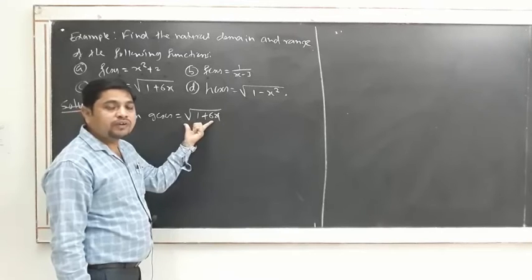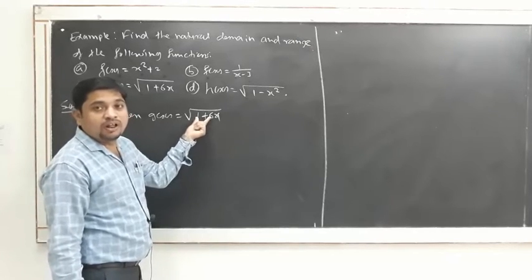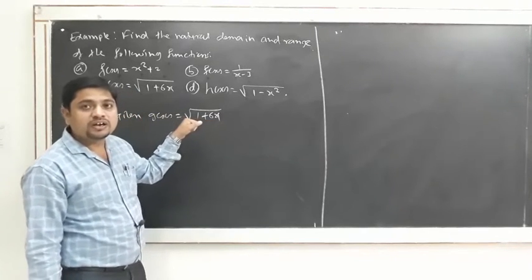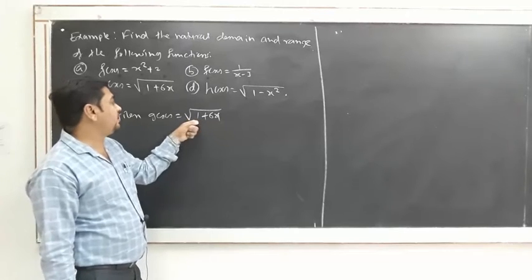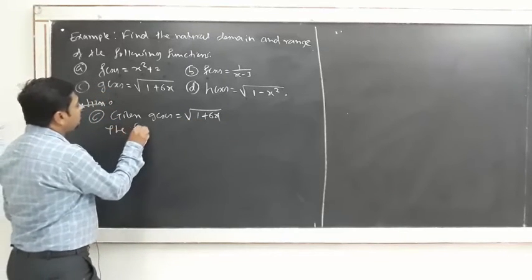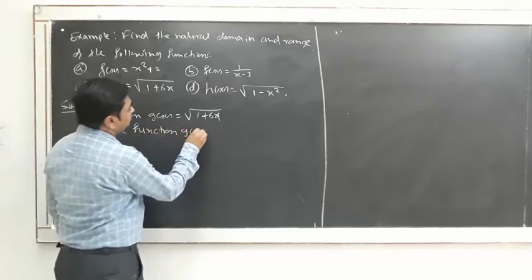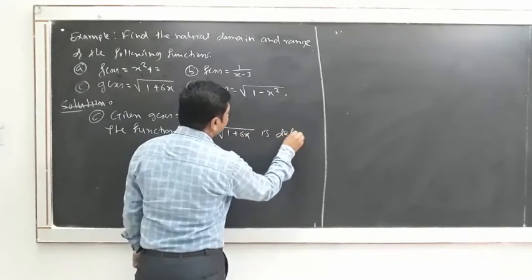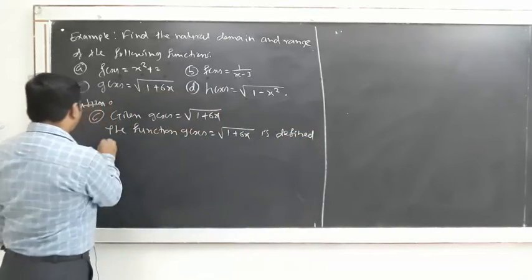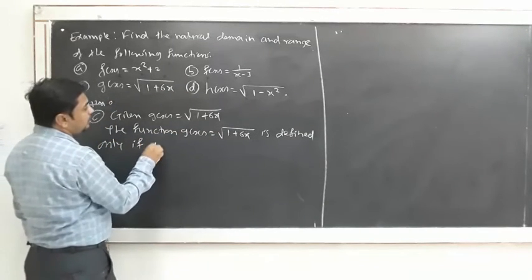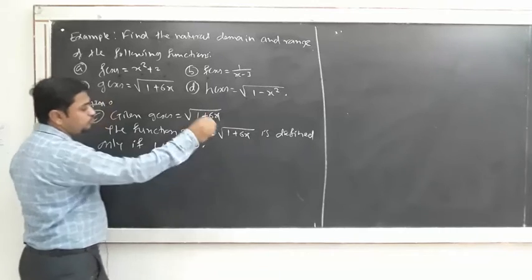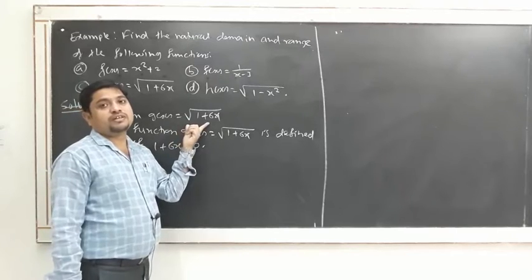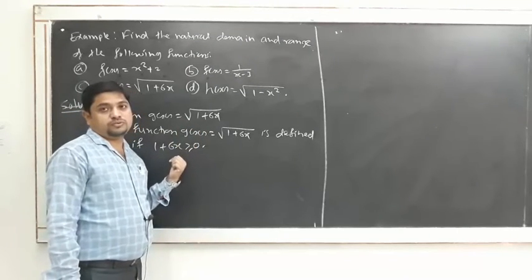Why is it not defined? Because the quantity under the square root is negative. Then we say that this value is going to a complex number. It is not a real number. Therefore we can say this g is not defined. The function g of x is equal to square root of 1 plus 6x is defined only if 1 plus 6x is greater than or equal to 0. That is, the value exists for non-negative numbers, that is positive or 0. Okay.